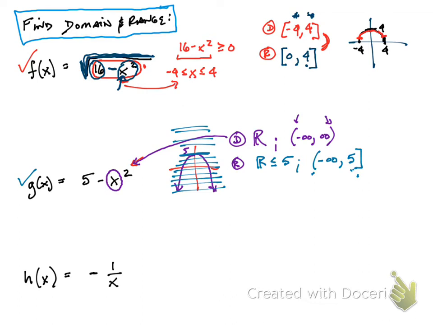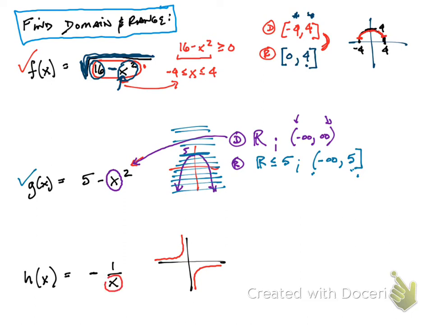Next, h of x is equal to negative 1 over x. Maybe you know what this graph looks like already. If you do, that's great. It looks like this. Okay, let's talk about why.